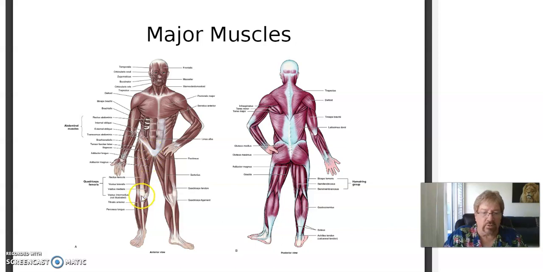Here's the quadriceps. There are 4 separate muscles. I'm watching my time because I'm about to run out. Rectus femoris, vastus lateralis, medius, and intermedius. Tibialis anterior. The calf muscle is called the gastrocnemius. Here's the hamstrings. We'll pick back up with the hamstrings when we come back.